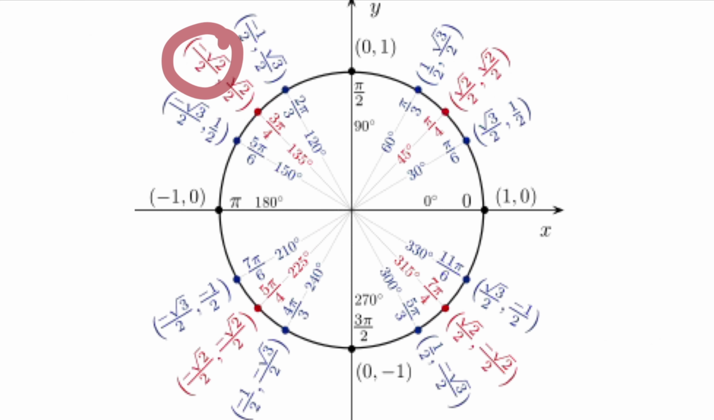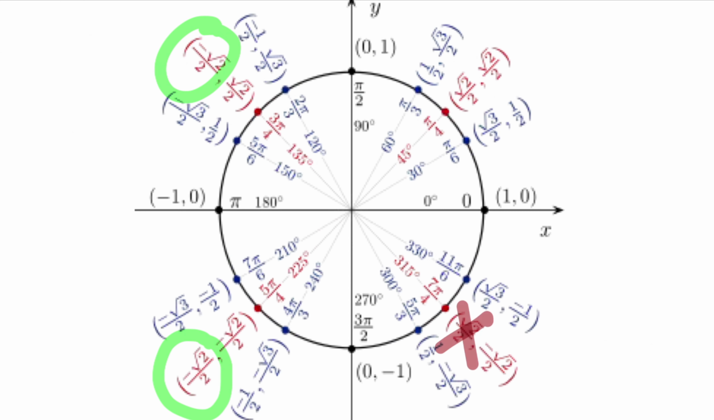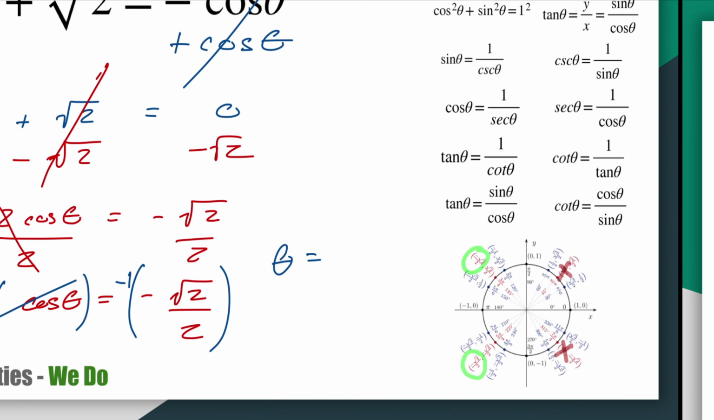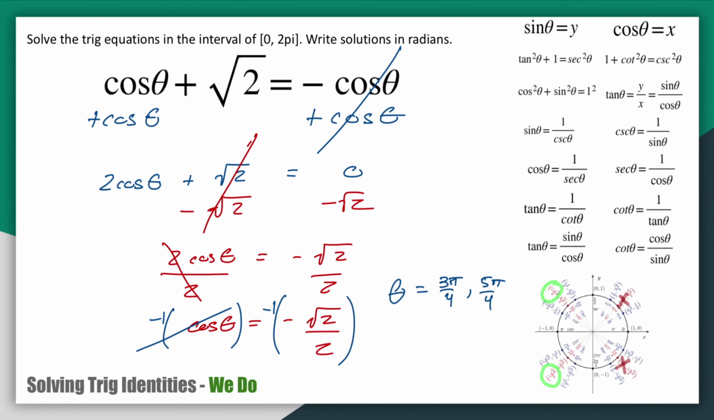Let's do that in green. That's an answer. I find another one here for x. That's an answer. However, these ones are not answers because they're positive. So be careful on that. So I have two answers, 3 pi over 4 and 5 pi over 4. And that's it. Not too bad, right?